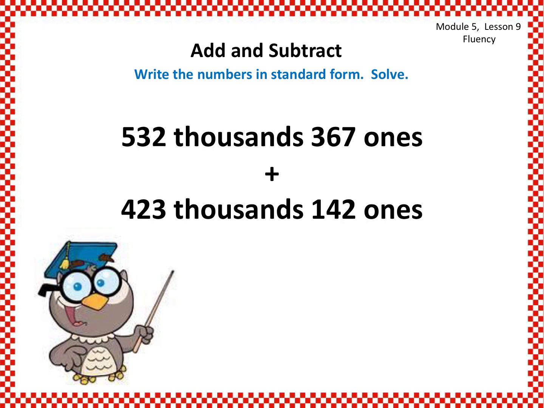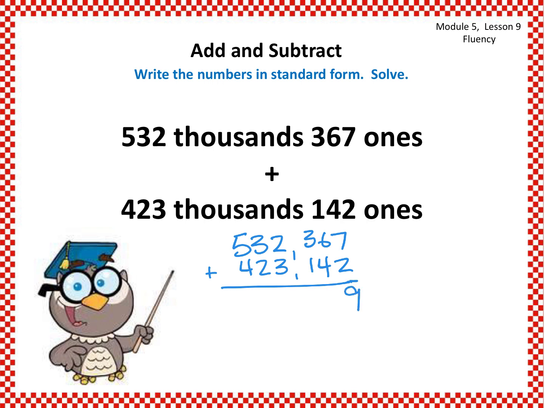So it says 532,367 ones. So we need to think, well, how will I write that? Well, I've got 532,367 ones. And I'm going to add to that 423,142 ones. So here are my 423,000s and my 142 ones. And I'm going to go ahead and add those, starting with my ones. So I have 7 plus 2 ones. In tens, I have 6 plus 4 tens. Well, that's 10 tens, which means I'm going to put one of those over in the hundreds.